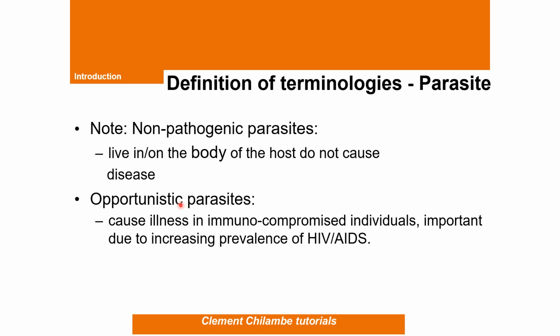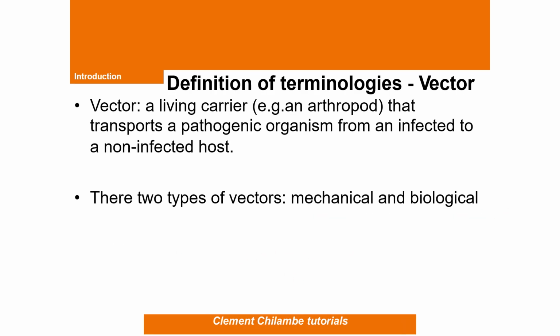We've already talked about facultative parasites, and here we also have non-pathogenic parasites. Non-pathogenic parasites live in or on the body of the host, and they do not cause disease. Then we have opportunistic parasites. These cause illness in immunocompromised individuals. They are important due to the increasing prevalence of HIV and AIDS. So we also discuss them, because they affect this group of people as well.